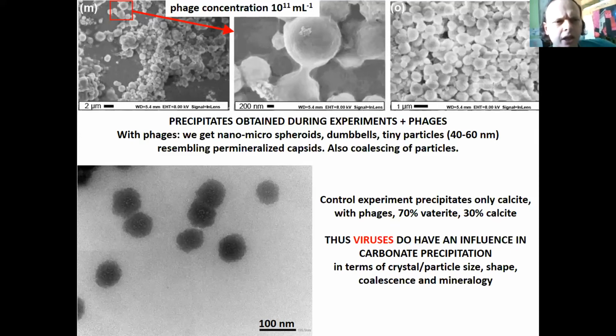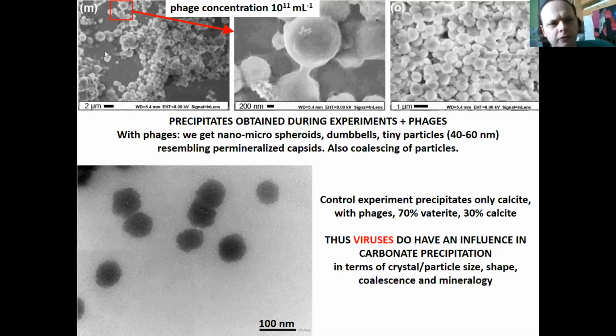In diameter, and also, as I said, resembling permineralized capsids. What is also very important for us to mention, the bacteriophages we worked with and their precipitates have an ability to coalesce, so to agglomerate. In other words, this is important for potential building of a wider area, which will be treated as a sheet for subsequent precipitation of a mineral, in this case calcium and carbon.